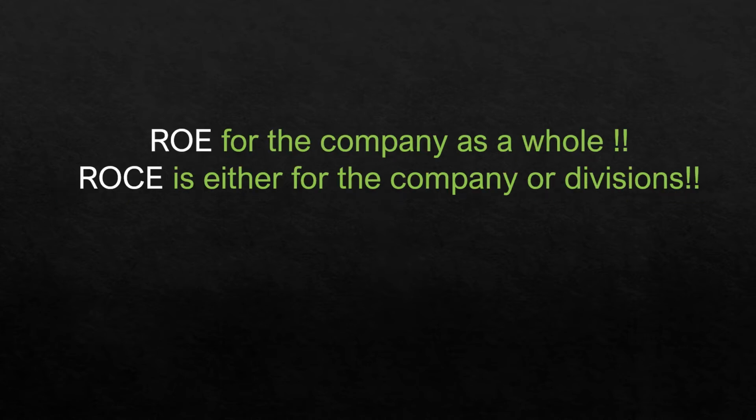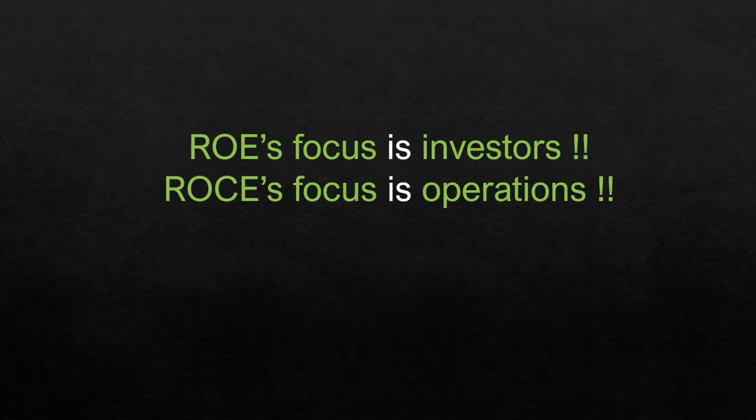ROE is calculated for the company as a whole. ROCE, on the other hand, is calculated either for the company as a whole, or it can even be calculated for segments or operating divisions, as they are called. ROE's focus is return from the shareholders' perspective.